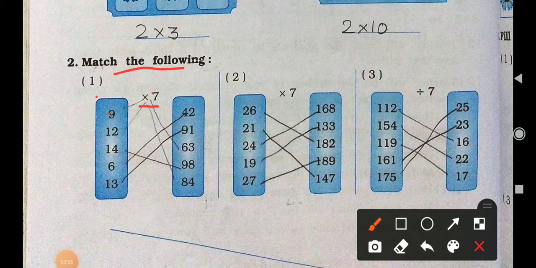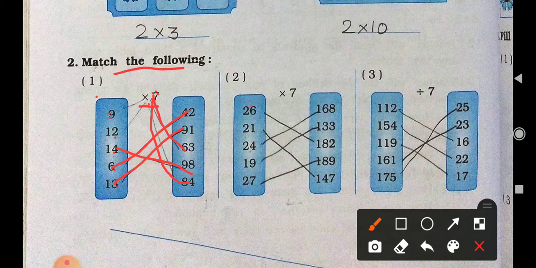You have to see here. 9 multiply 7 is equal to 63. So match with 63. 12 multiply with 7 is equal to 84. Multiply with 84. 14 multiply with 7, 98. 6 multiply with 7, 42. 13 multiply with 7, 91. Okay. So their multiplication numbers we have to match here.